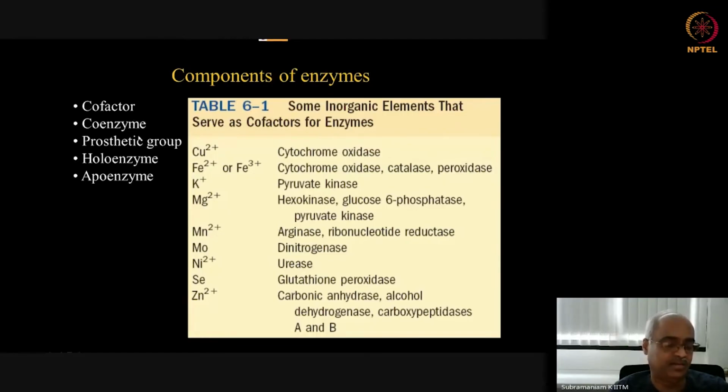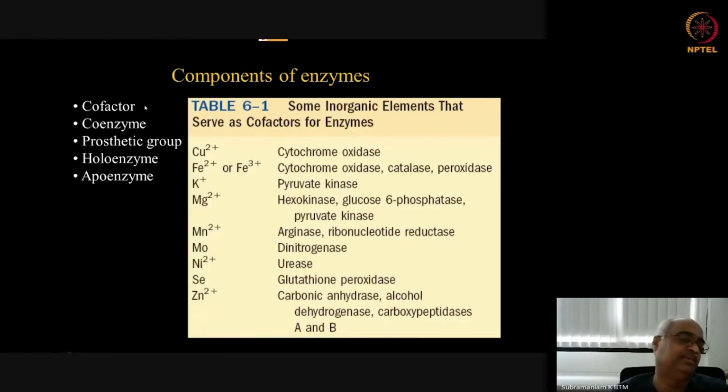Almost all the B complex vitamins that we require as nutrients in our food function as coenzymes. We will see examples when we consider individual biochemical pathways. At that time, I'll point out which vitamin is functioning as a coenzyme for which enzyme and what is the reaction catalyzed. So that will help you to appreciate the importance of vitamins in biochemistry.